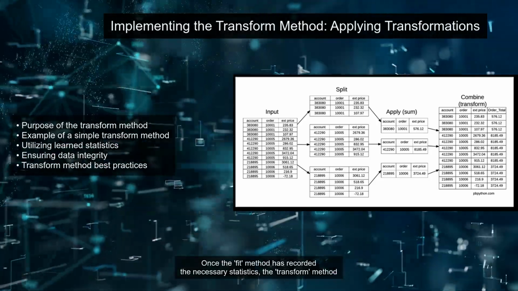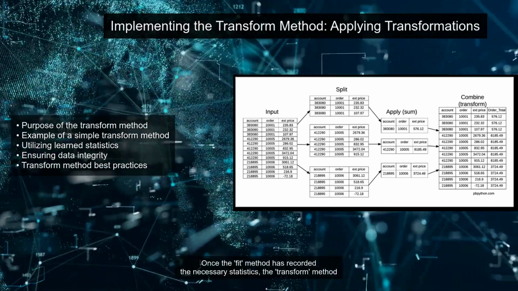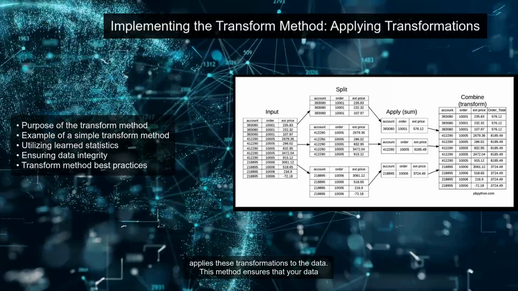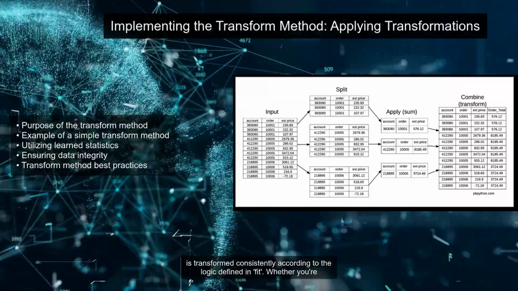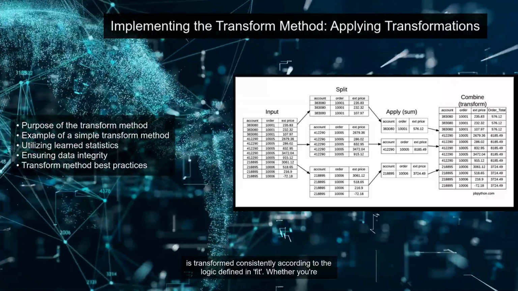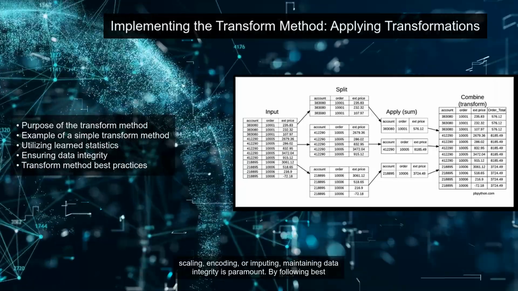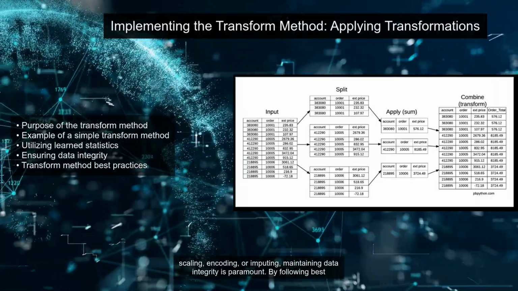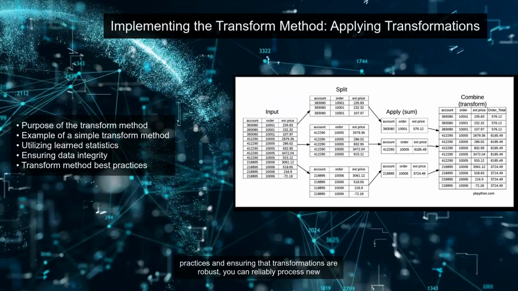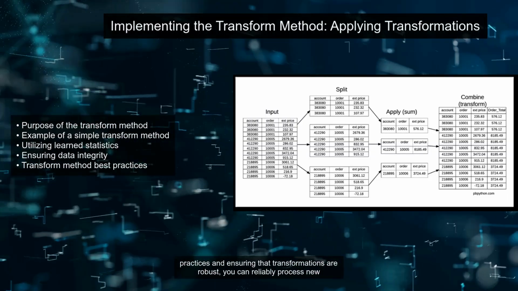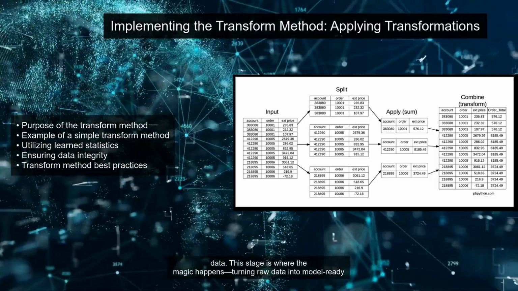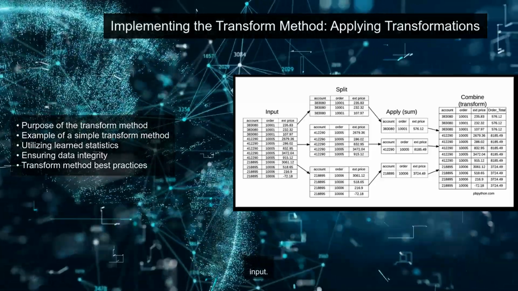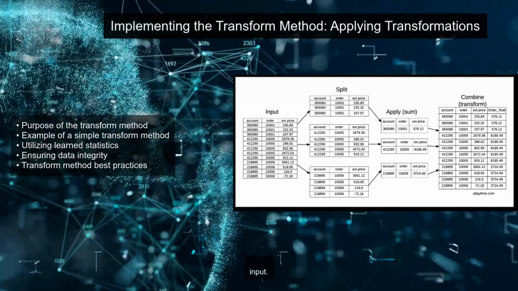Once the fit method has recorded the necessary statistics, the transform method applies these transformations to the data. This method ensures that your data is transformed consistently according to the logic defined in fit. Whether you're scaling, encoding, or imputing, maintaining data integrity is paramount. By following best practices and ensuring that transformations are robust, you can reliably process new data. This stage is where the magic happens, turning raw data into model-ready input.